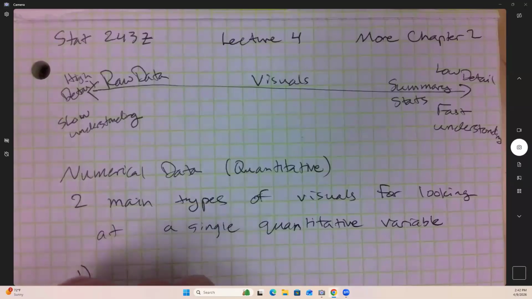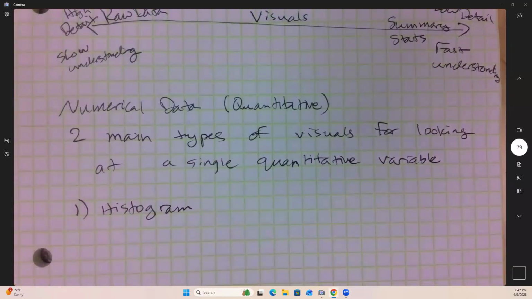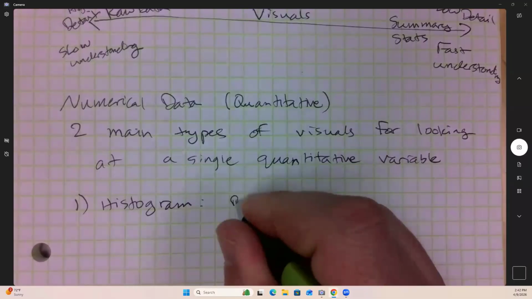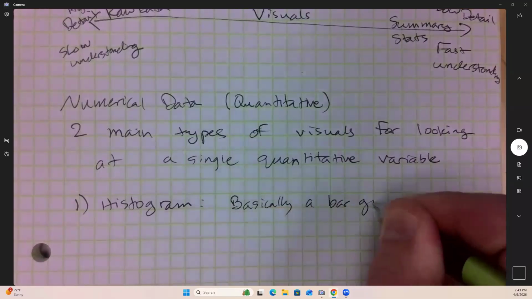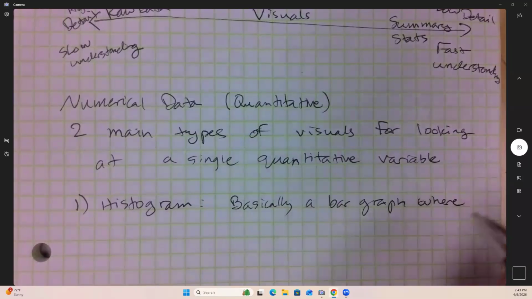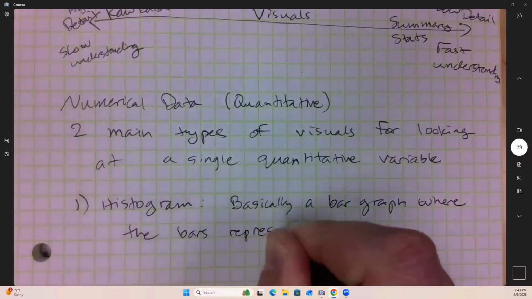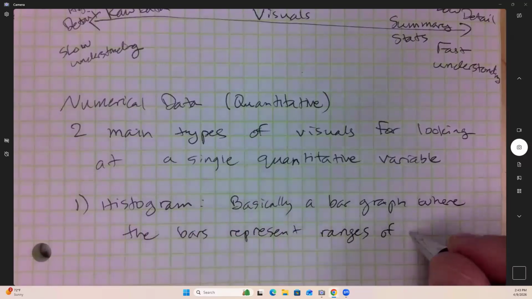The first one is called a histogram. This is one of the heavy lifters of visual data analysis in statistics. This is basically a bar graph where the bars represent ranges of values.